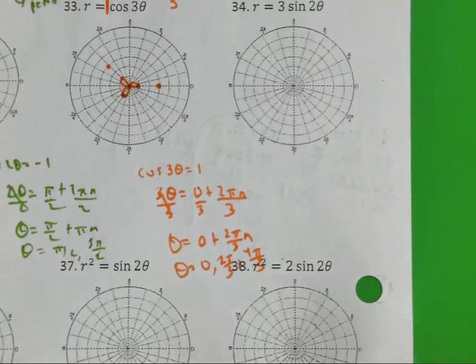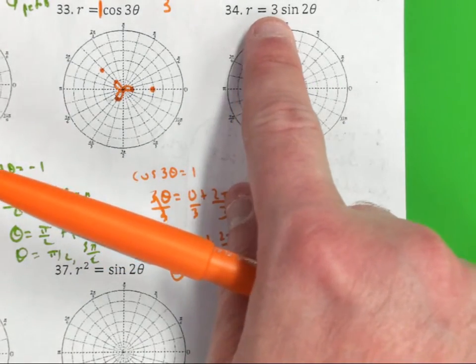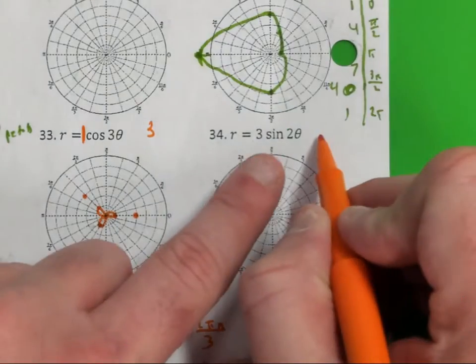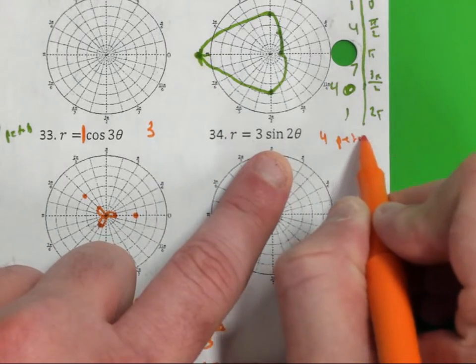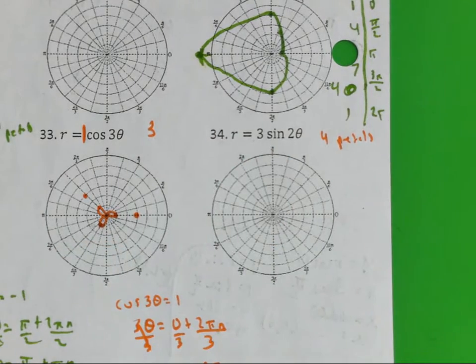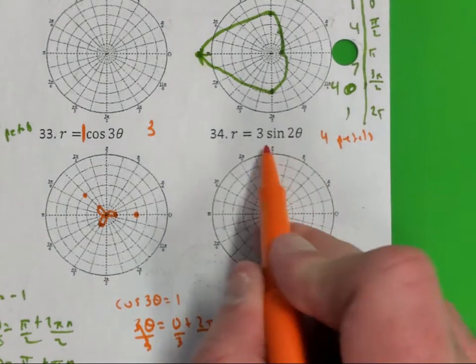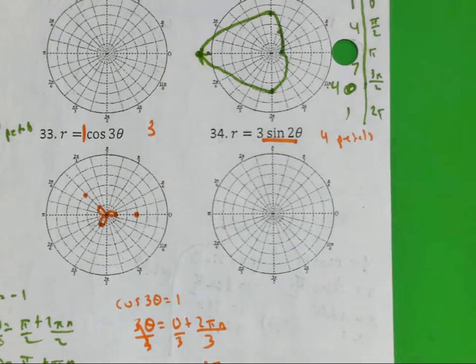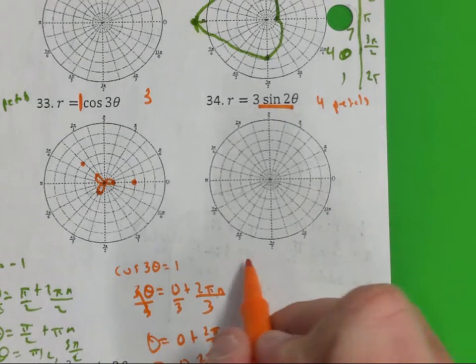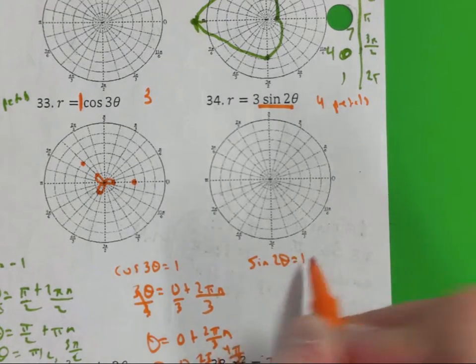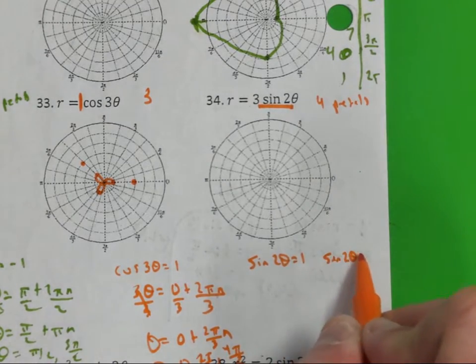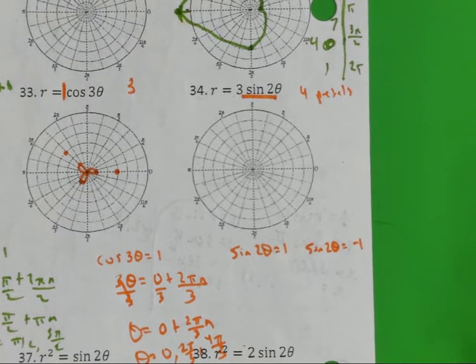I was looking at number 34. We're going to go out to what ring on that one? 3. Ring 3. How many petals? 4 petals. Alright, I'm going to set this equation, the argument, equal to 1 and what? Negative 1. So sine of 2 theta equals 1. Sine of 2 theta equals negative 1.